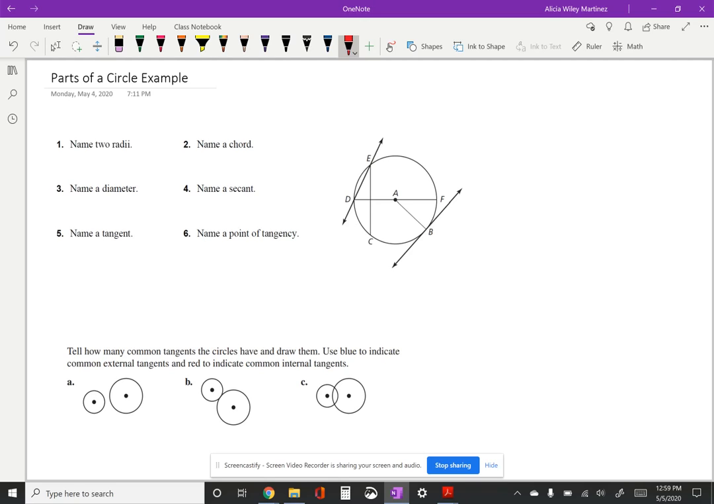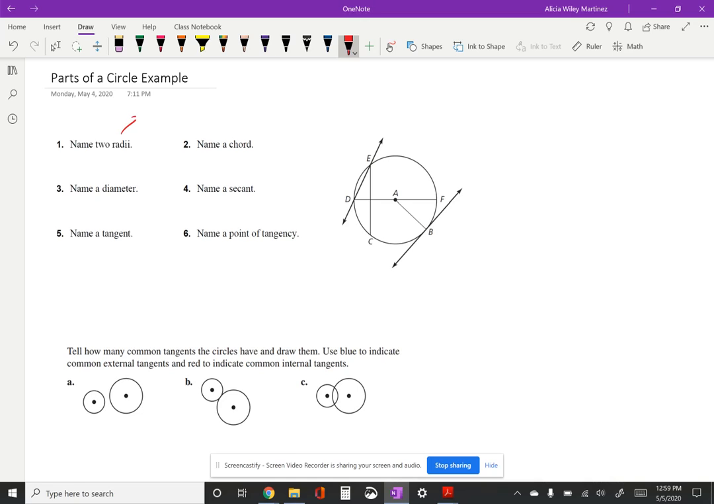In number 1, it says name 2 radii. Radii, if you didn't know, is just plural for radius. We don't say radiuses, it's radii. So let's name 2 of them. There's more than 2 of them in this picture, so there could be more than 2 answers.